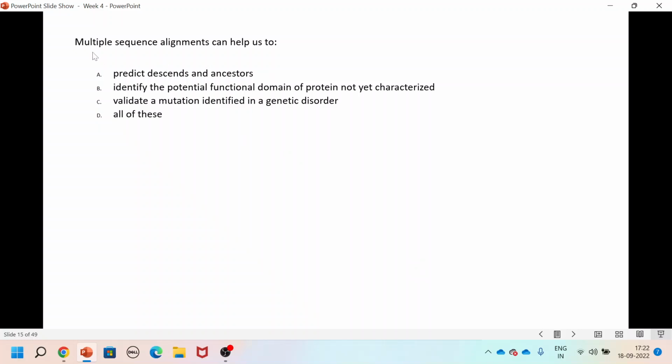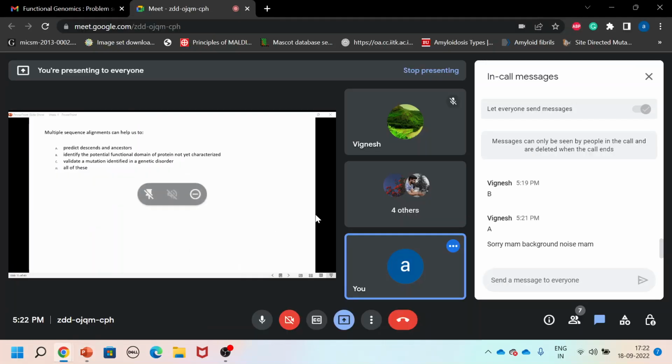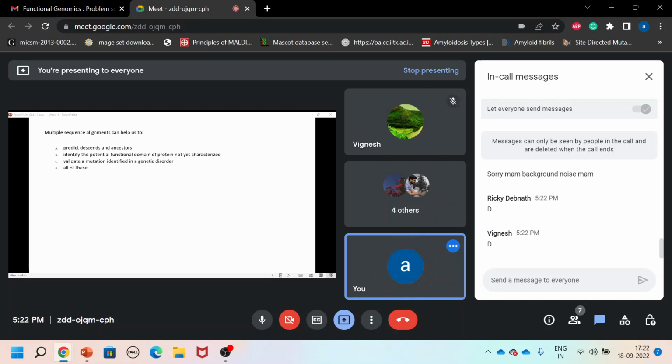So the next question is based on multiple sequence alignment. Multiple sequence alignment can help us to predict the descendants and the ancestors. It can identify the potential functional domain of the proteins which are not yet characterized, or we can validate a mutation identified in a genetic disorder using multiple sequence alignment, or all of these. Okay, option D.